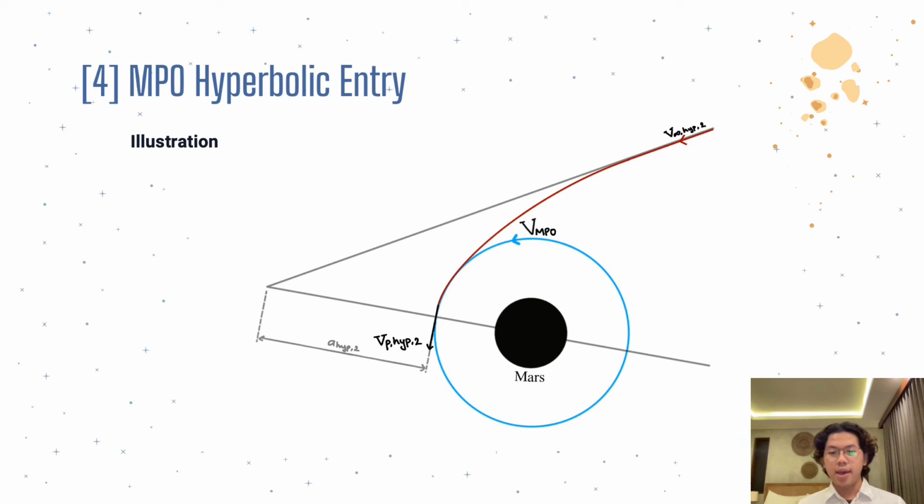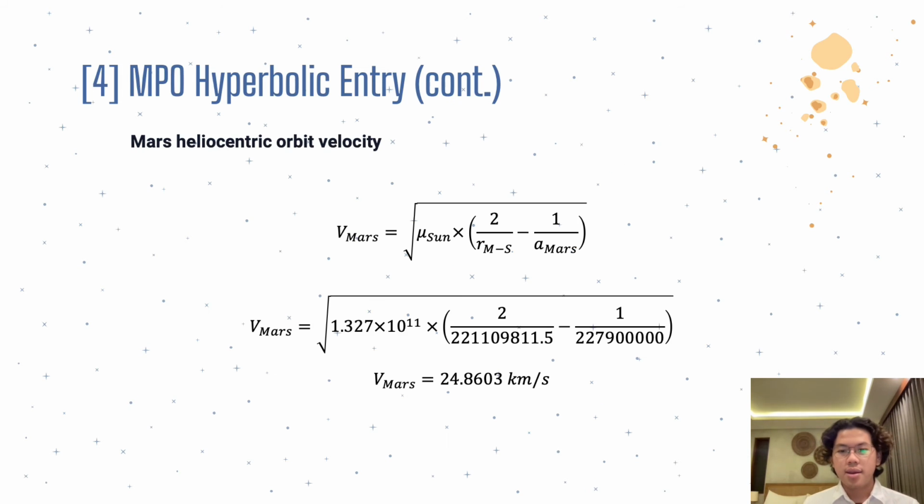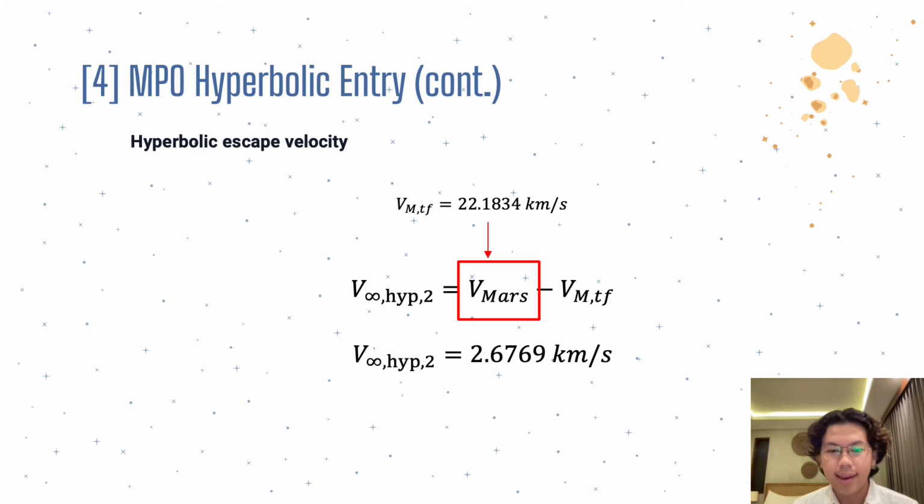After that, the spacecraft enters the sphere of influence of Mars. The spacecraft will change its trajectory to a hyperbolic trajectory as illustrated on the screen. So, using the same procedure as the calculation of Earth's hyperbolic trajectory, the velocity of Mars' heliocentric orbit is found to be 24.8603 km per second relative to the Sun. And after that, the hyperbolic escape velocity is obtained using the same equation, and the result is 2.6769 km per second relative to Mars.